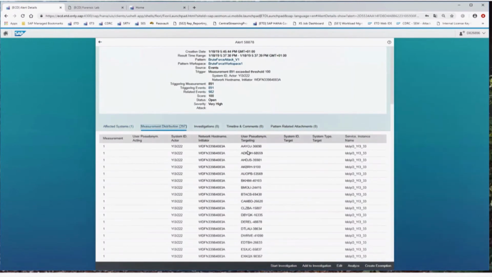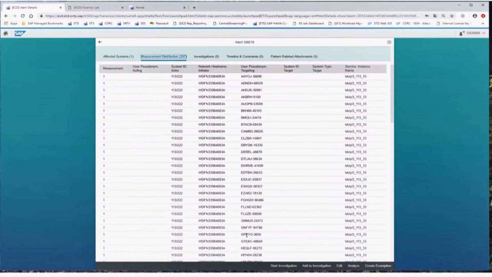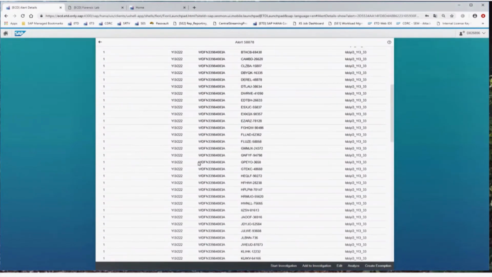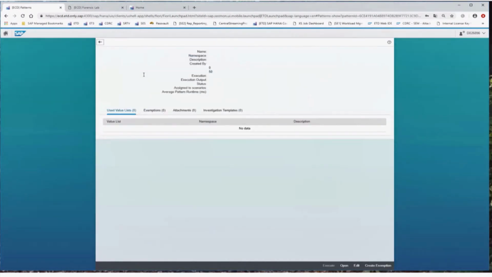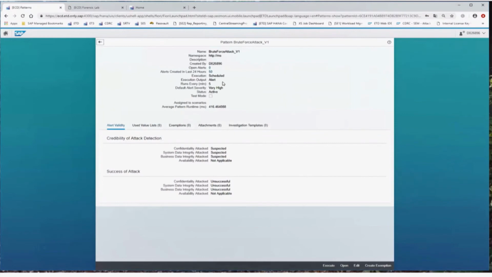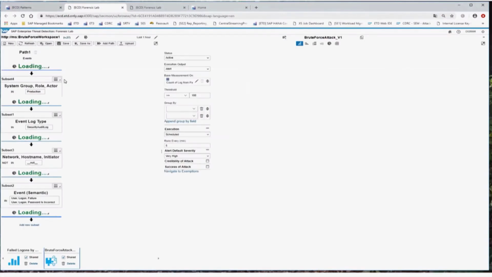And if we look at the distribution of these attempted logons, we see all these different usernames. They are anonymized because we anonymize the users, as we are conscious of GDPR. But you see that it's always the same host name trying all these different anonymized users to get in here. Now it's going to show here the type of attack, whether it's confidentiality, integrity, or availability. And now we're moving into the forensic lab.